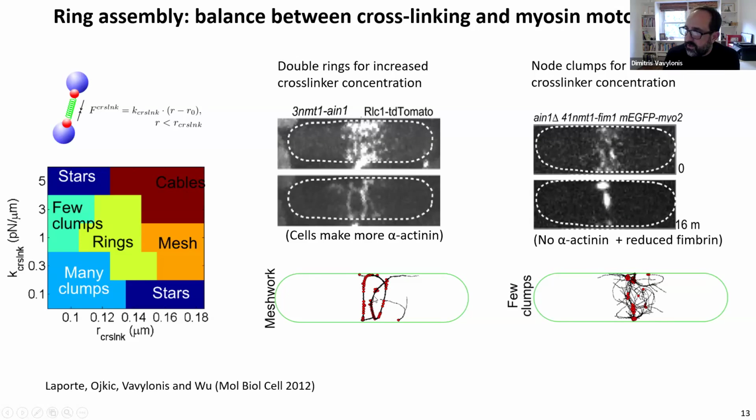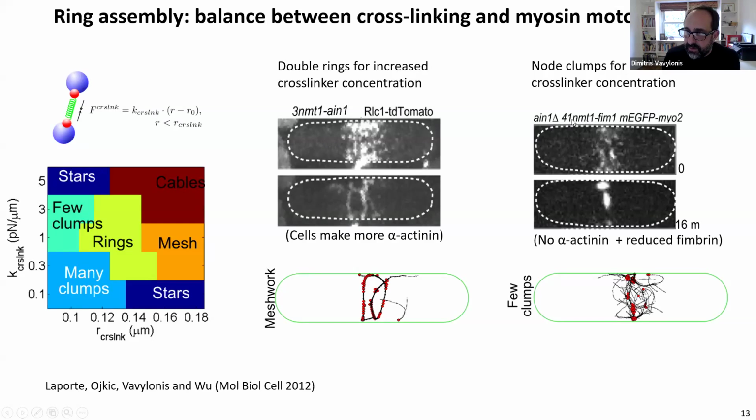And this is exactly what is observed in cells, where on the left side here, the alpha-actinin protein is expressed at high levels by changing the promoter of this alpha-actinin protein. And then even though the nodes start uniformly, they collapse into this kind of double ring structure, which the cell has a way to deal with later on by constricting part of it.